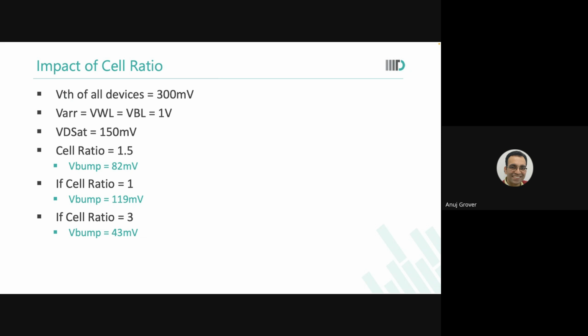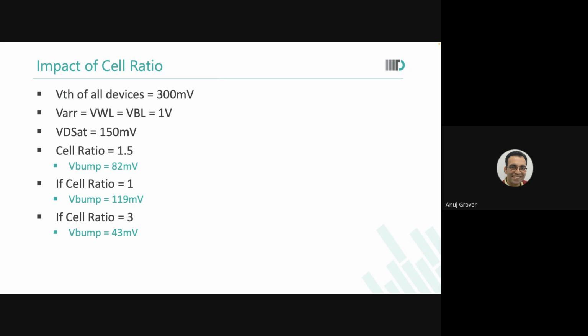And what we notice is that when the cell ratio is 1.5, V bump is 82. You reduce the cell ratio to 1, the bump goes up to almost 120. That is a 50% larger bump. That 40 millivolts is immediately eroded from your SNM.